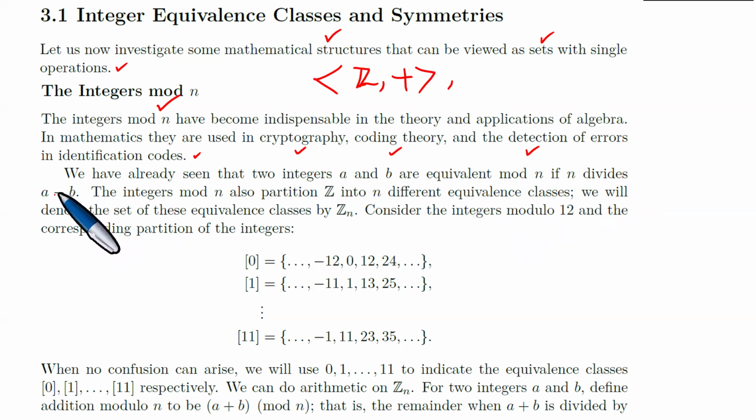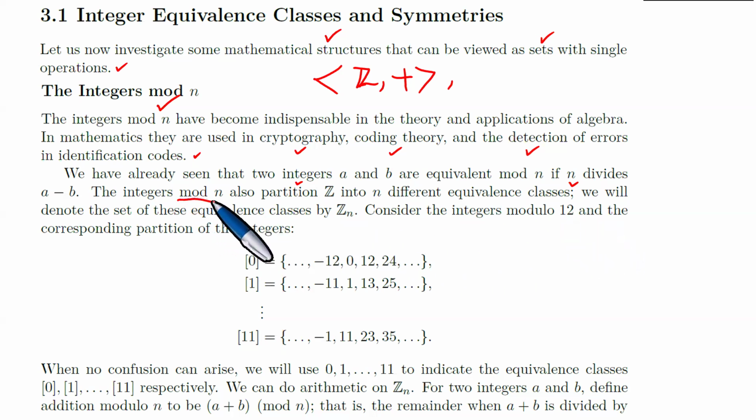Also, if n divides a minus b, then it means that a minus b is equivalent to 0 modulo n. The integers mod n also partition z into n different equivalence classes. So we're looking at partitions, and we really are saying the integers mod n have a tendency to partition z into n different equivalence classes.